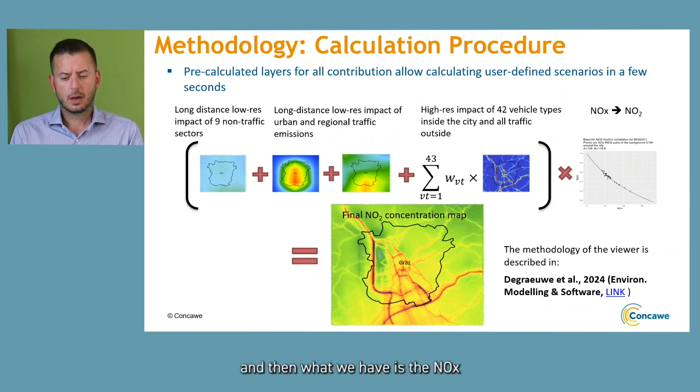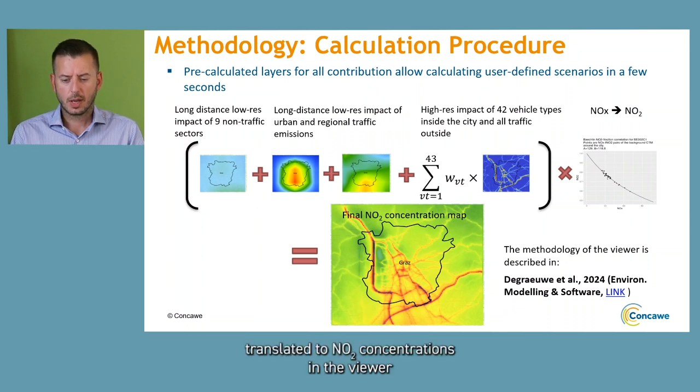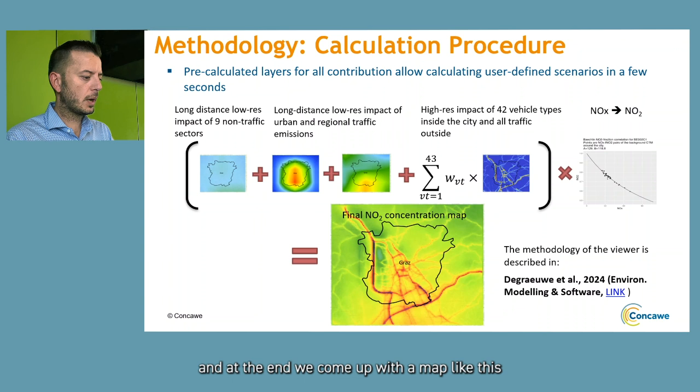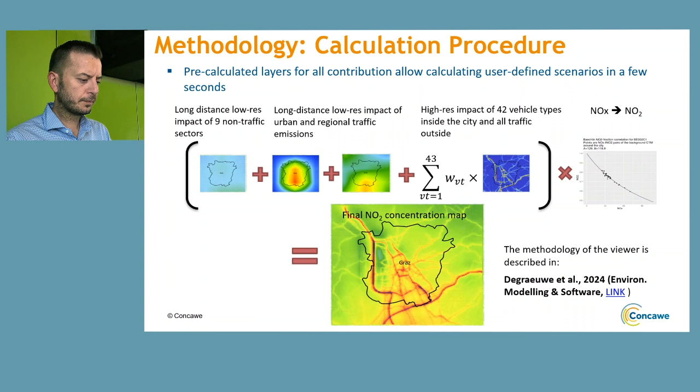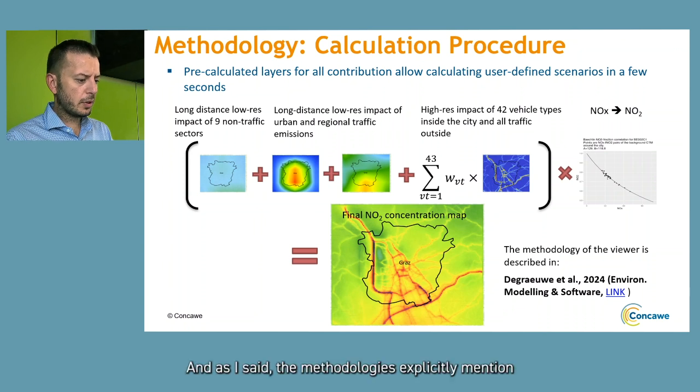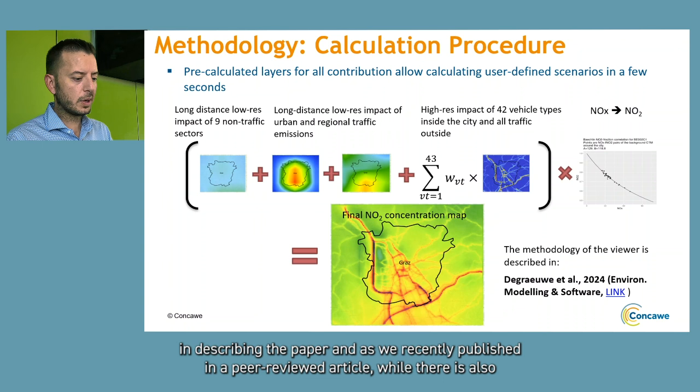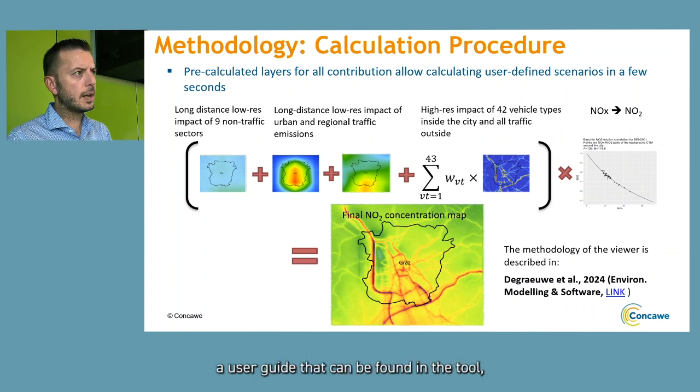And then we have the NOx translated to NO2 concentrations in the viewer, and at the end we come up with a map like this that I'm using here in the example for the city of Graz. And as I said, the methodology is explicitly described in the paper that we recently published as a peer-reviewed article, while there is also a user guide that can be found in the tool.